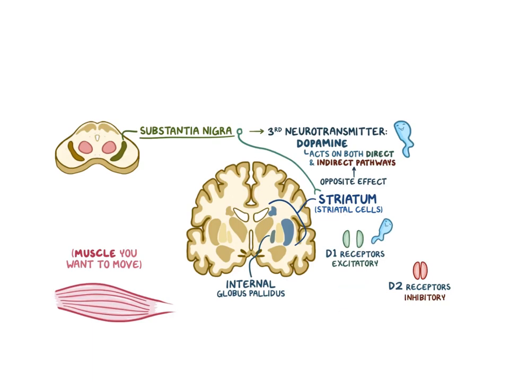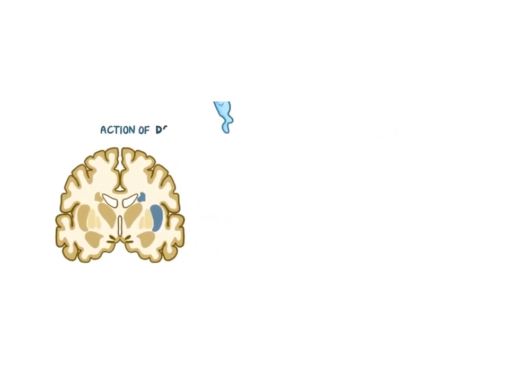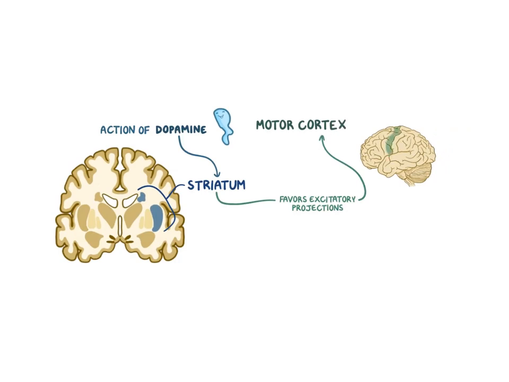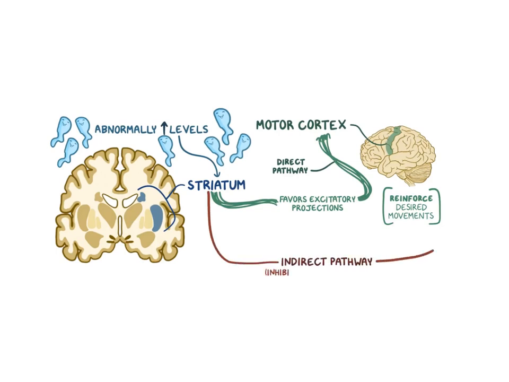On the other hand, D2 receptors are expressed by the striatal cells that project to the external globus pallidus. When dopamine binds D2 receptors, they inhibit the indirect pathway for that same muscle. Ultimately, the action of dopamine on the striatum favors the excitatory projections to the motor cortex to reinforce the desired movements. In other words, if you were to add abnormally high levels of dopamine, the direct pathway for wanted movements becomes more active, and at the same time, the indirect pathway for inhibiting unwanted movements becomes less active.